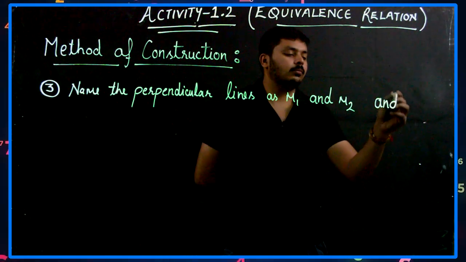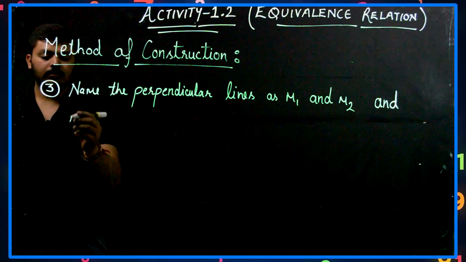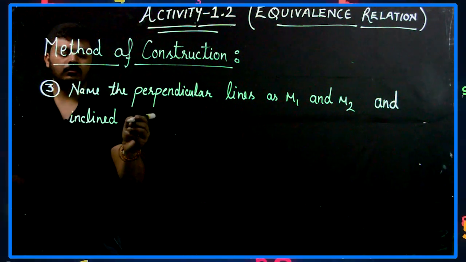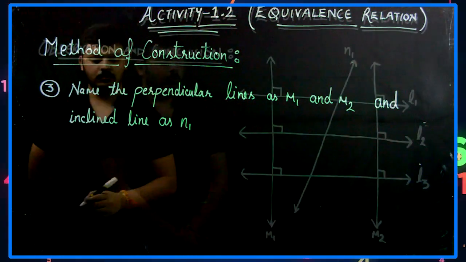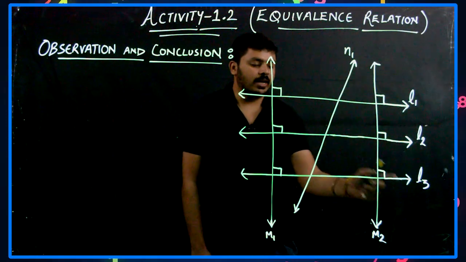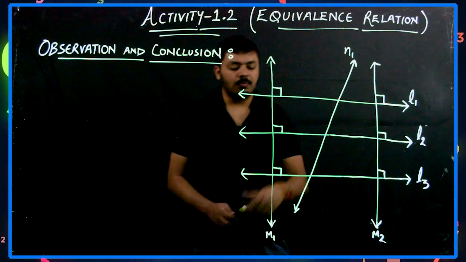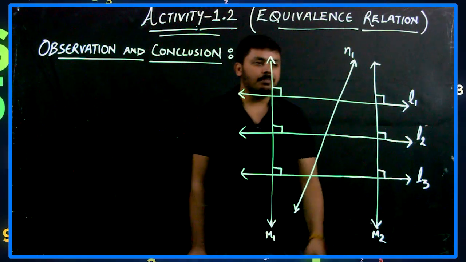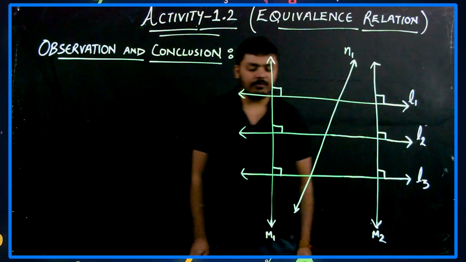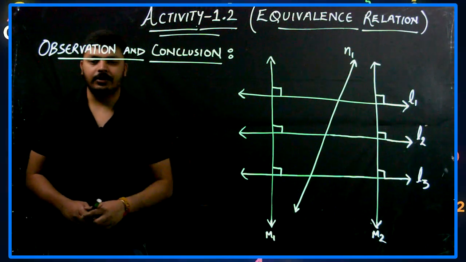And the inclined line as N1. So students, you can see here the 3 lines L1, L2 and L3. The 3 lines are parallel to each other, and 2 perpendicular lines M1 and M2, and an inclined line, that is N1. Now let's see the observation and conclusion for the given activity.